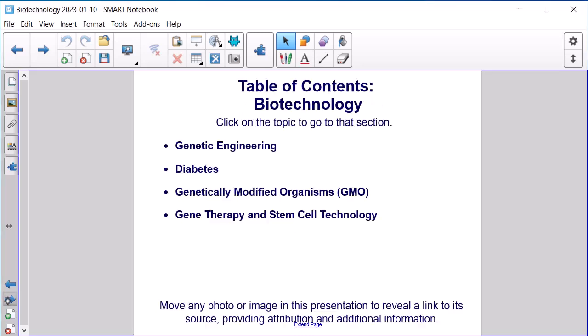Biotechnology. Table of contents: genetic engineering, diabetes, genetically modified organisms, GMO, gene therapy and stem cell technology.